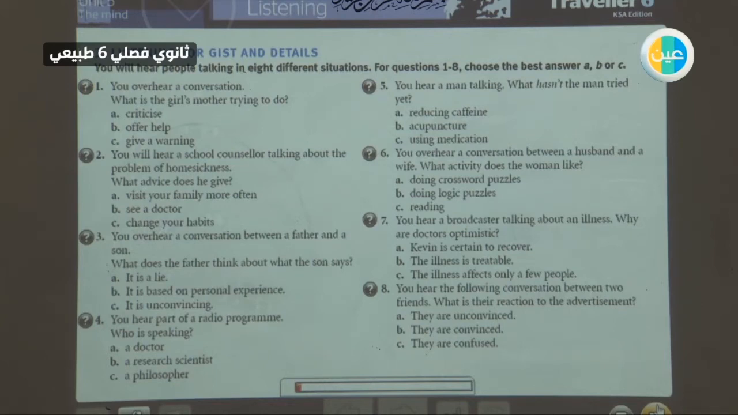1. You overhear a conversation. What is the girl's mother trying to do? A. Criticize. B. Offer help. C. Give a warning.